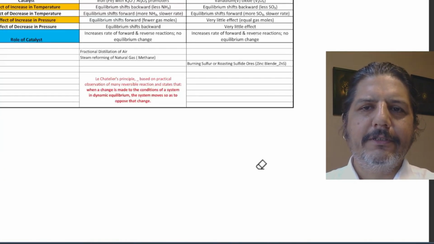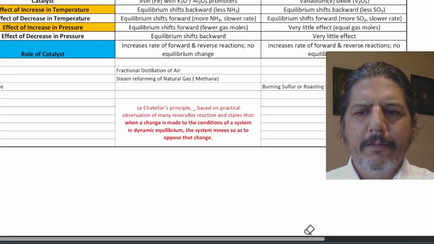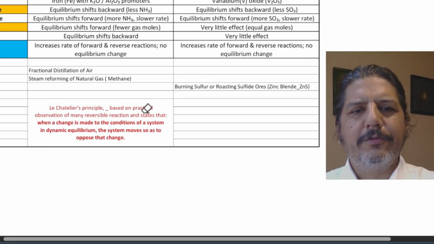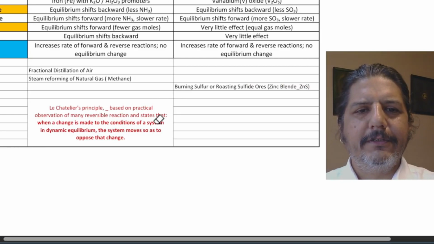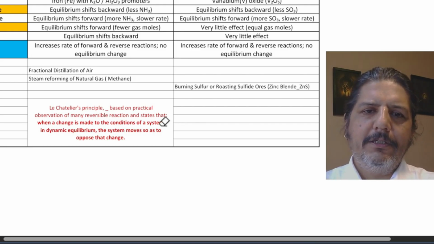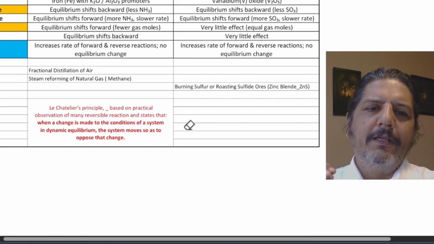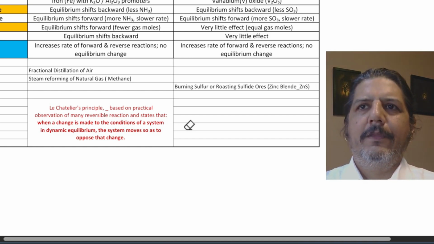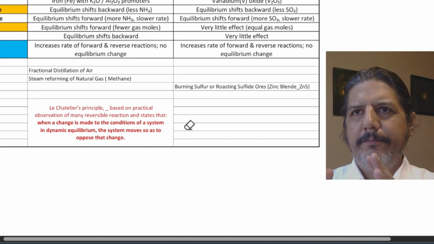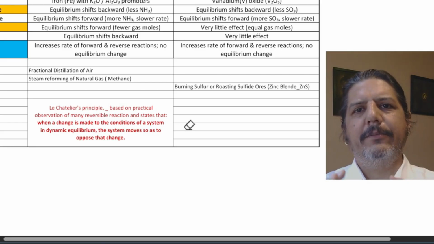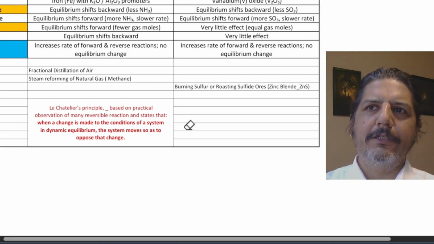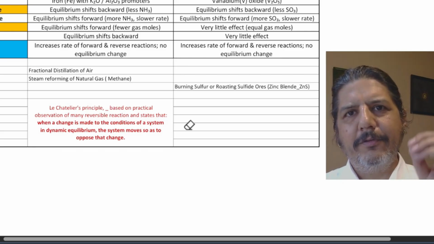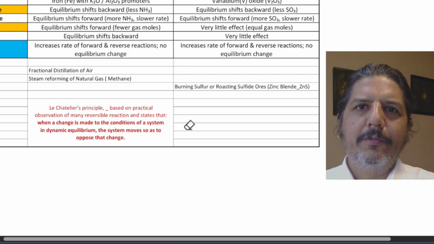If you look at the definition, this is how it would be mentioned in your book. Le Chatelier's principle, based on practical observation of many reversible reactions, states that when a change is made to the condition of a system in dynamic equilibrium, the system moves so as to oppose that change. That is why I'm saying it's a parent-teenager behavior dynamic: whatever the parent tries to say, the teenager will always try to oppose. This is the guiding principle, the core principle of this whole chapter.